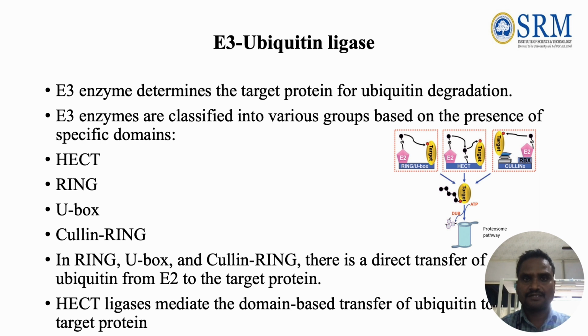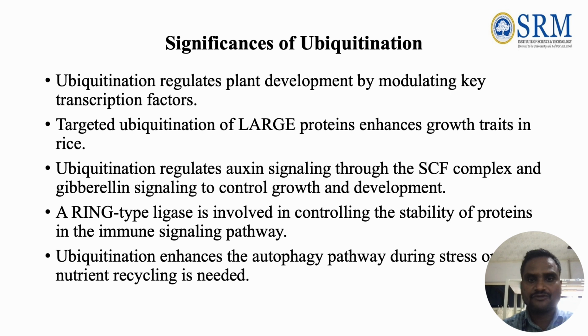E3 ligases are classified into different groups based on the domains they contain. The major types include HECT, RING, U-box, and cullin-RING ligases. E3 ligases function in two different ways: direct transfer mechanism, where ubiquitin is transferred directly from E2 to the target protein; and domain mediated transfer, where ubiquitin is first transferred from E2 to the HECT domain of E3 before being passed on to the target protein.